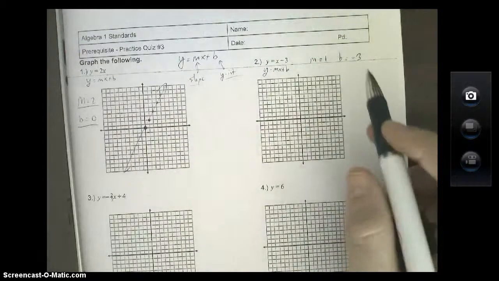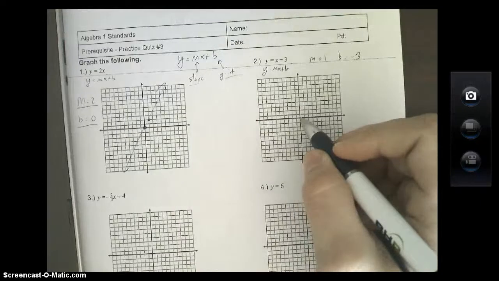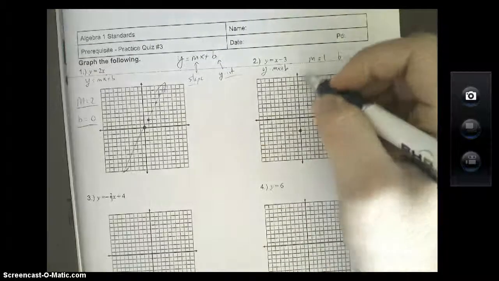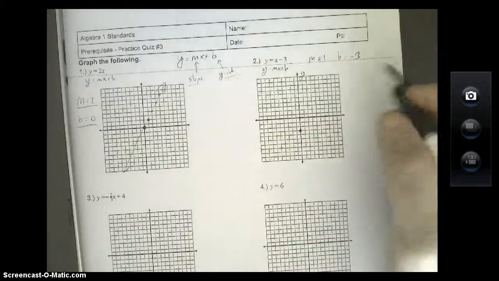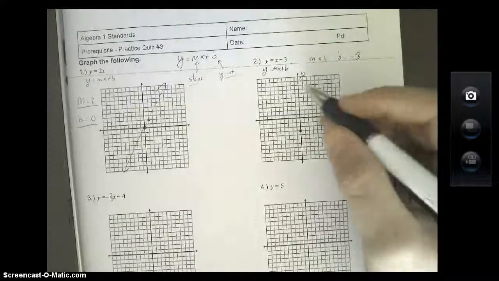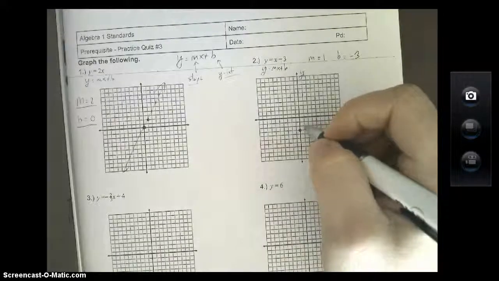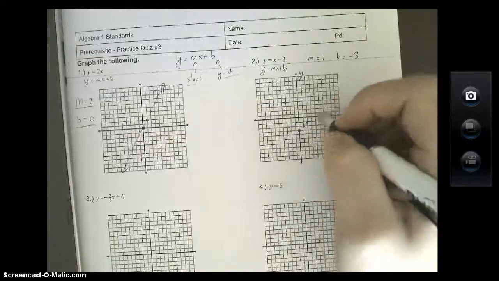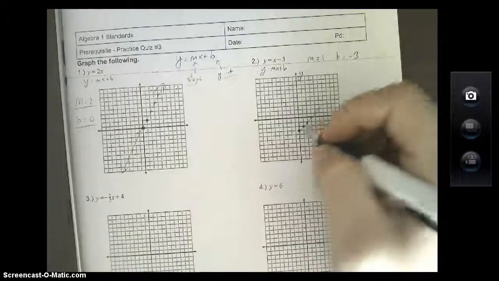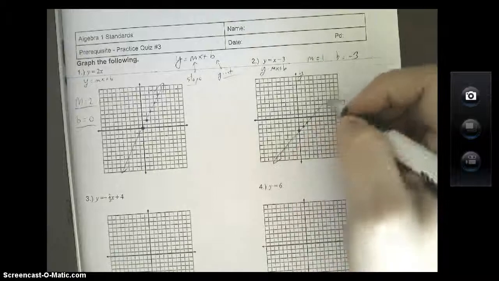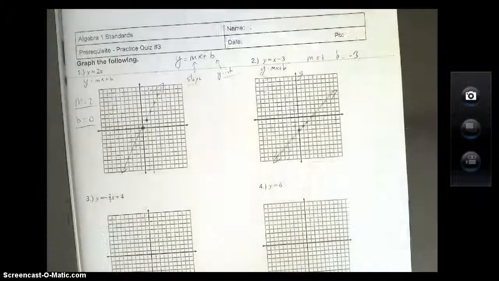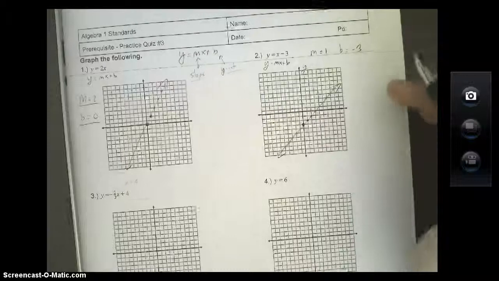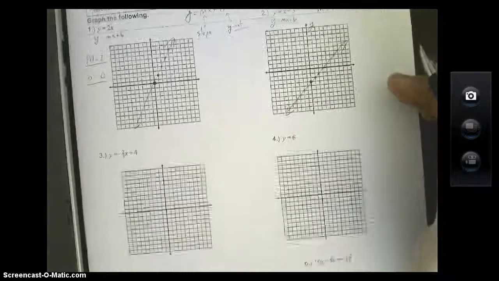So negative 3, starting at 0, 0, down 3, 1, 2, 3. Remember this is the y-intercept, so we're on the y-axis. Your slope is 1, 1 over 1, up 1 over 1. Again, if you really want to, up 1 over 1, up 1 over 1. Connect your dots. Got our line. What helps also is they're both positive, so they're rising up to the right.